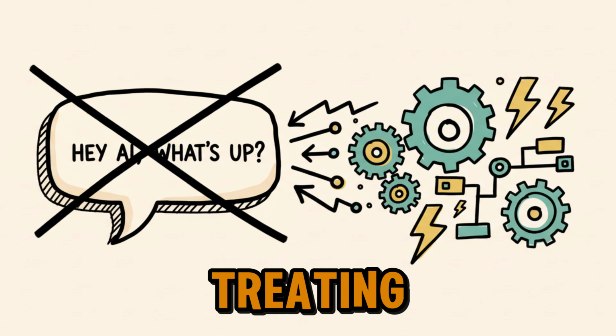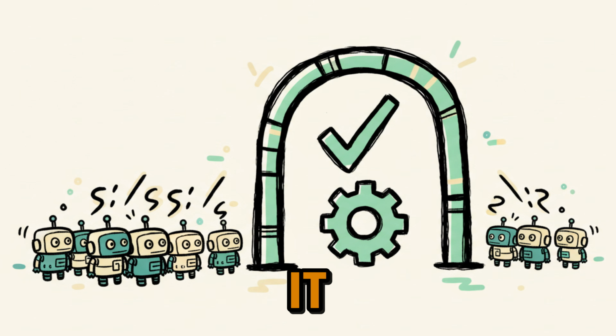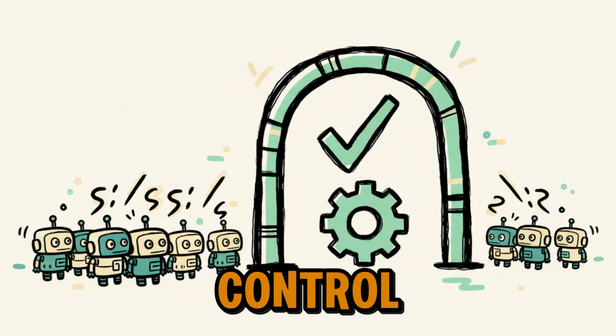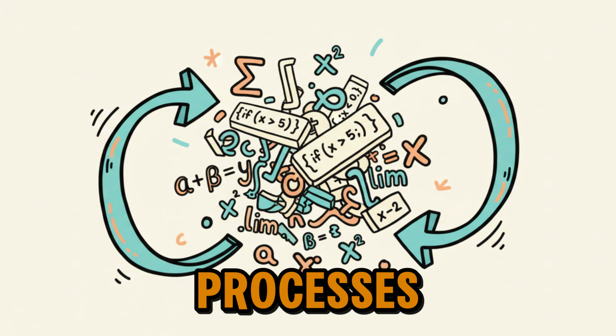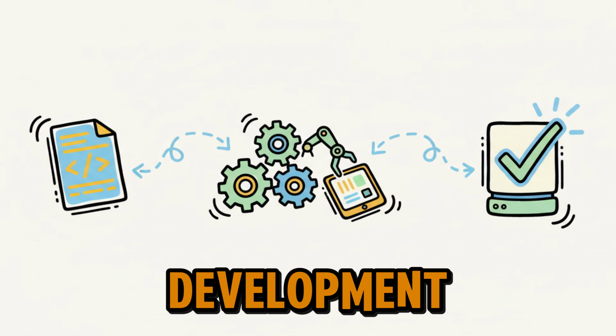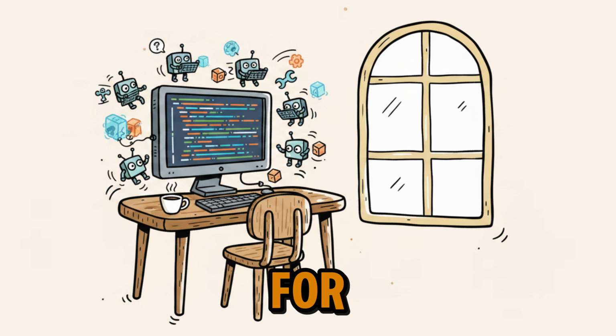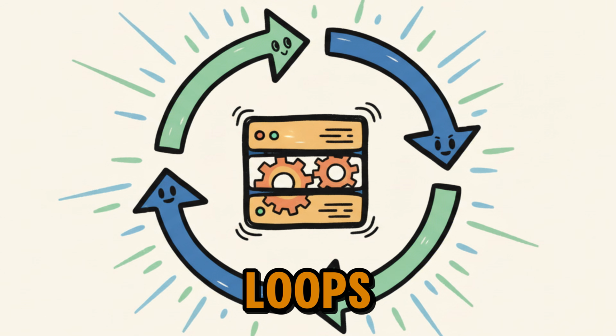The moment you stop treating AI as a conversational assistant for humans and start treating it as an automated internal control point for non-human software processes, the math completely reverses. Consider an autonomous software development pipeline. Modern multi-agent coding frameworks don't wait for a human to type a question. They run continuous background loops.